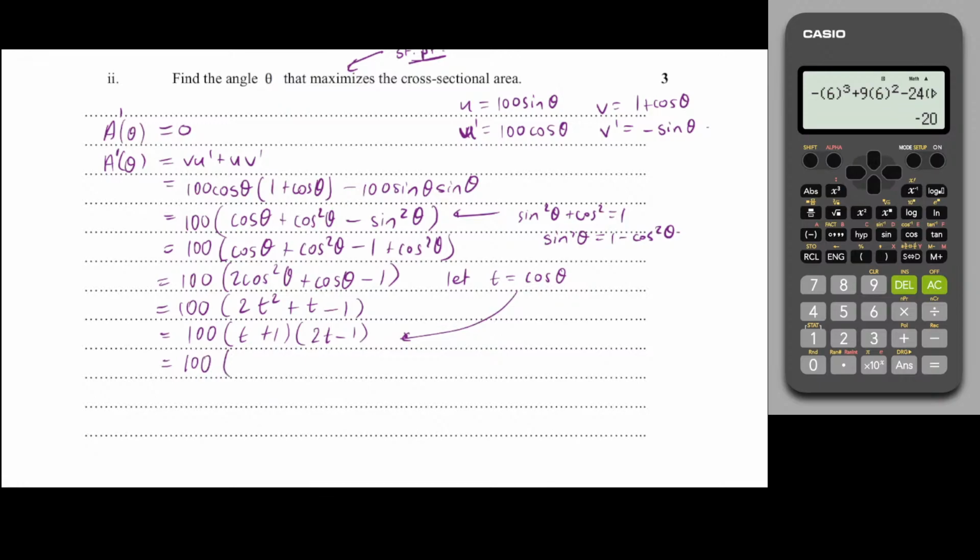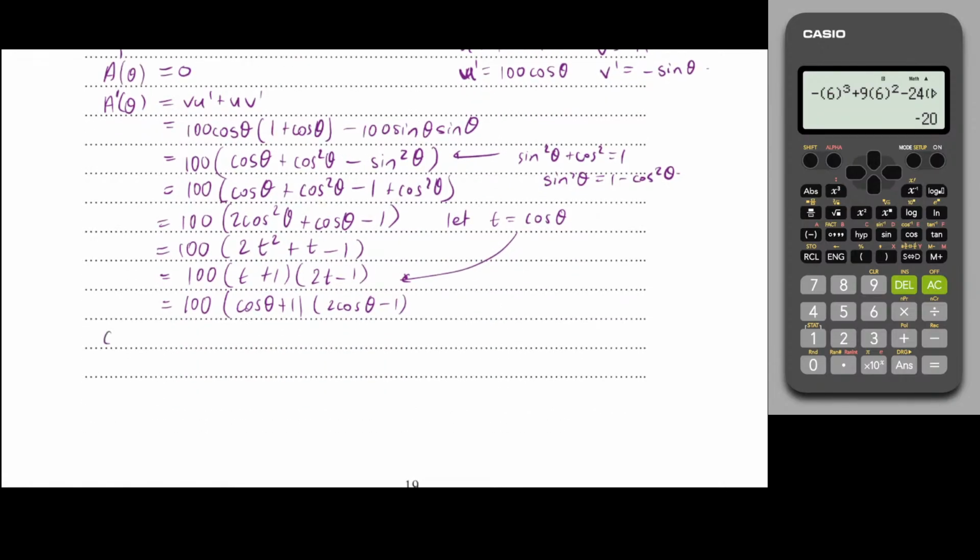I mean, you can do that without doing the t substitution, but it's cos theta plus 1 times 2 cos theta minus 1. And so you're effectively looking for when these are equal to 0. So one is cos theta plus 1 equal to 0, and one is 2 cos theta minus 1 equal to 0.